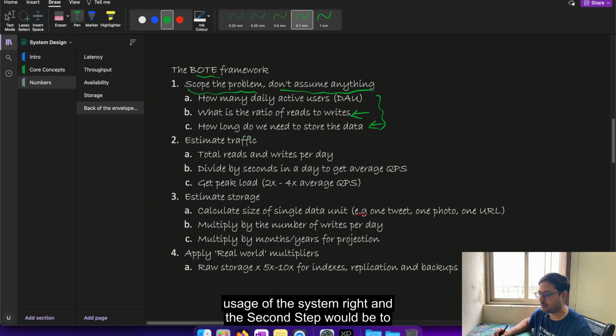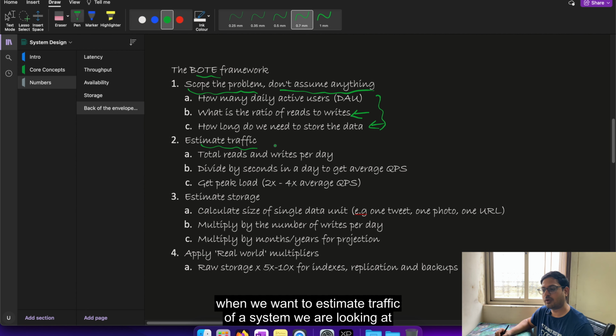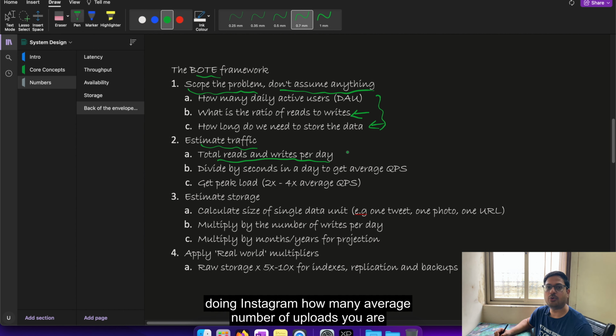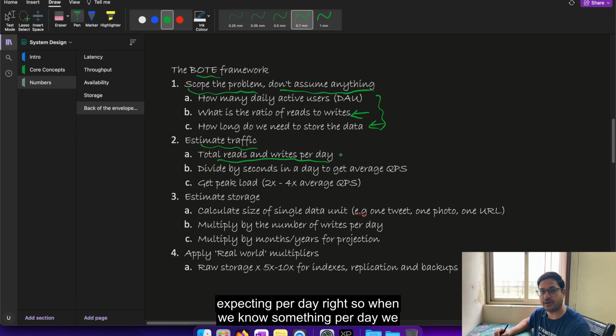And the second step would be to estimate the traffic. We already know what traffic is by now. It is mainly talking about the throughput of the system. So what do we do when we want to estimate traffic of a system? We are looking at total reads and writes per day, right? How many people will actually be writing to the database? For example, if you're doing Instagram, what average number of uploads you're expecting per day, right?